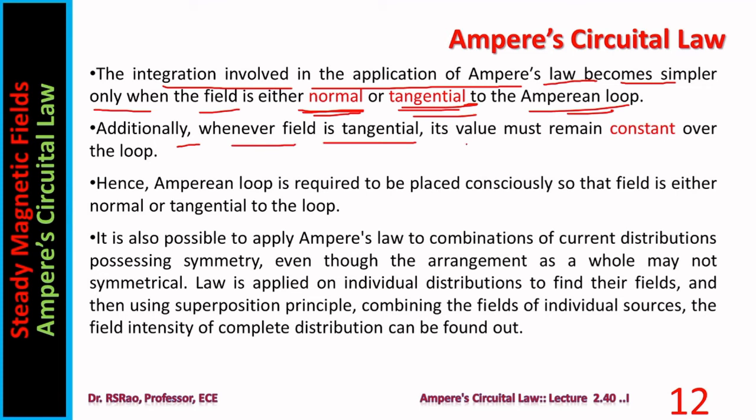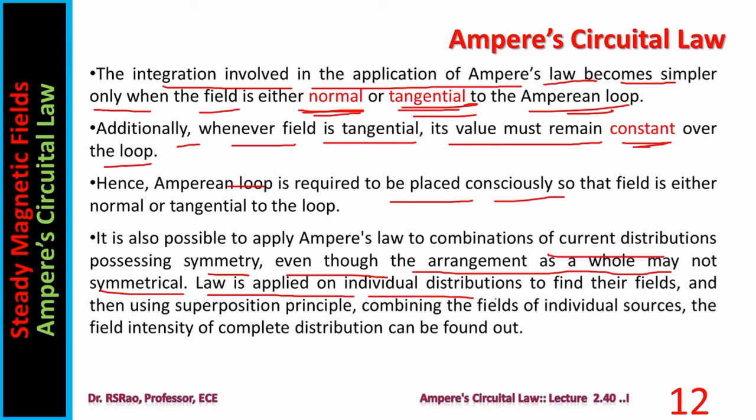Additionally, whenever the field is tangential, its value must remain constant over the loop. Hence, the Amperian loop is required to be placed consciously, wisely, so that the field is either normal or tangential to the loop. It is not a mechanical application. Some kind of thinking is required. It is also possible to apply Ampere's law to combinations of current distributions possessing symmetry, even though the arrangement as a whole may not be symmetrical. The law is applied on individual distributions to find their fields, and then using the superposition principle, combining the fields of individual sources, the field intensity of the complete distribution can be found.